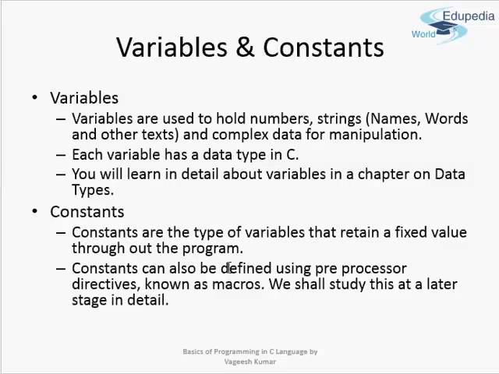Constants are those expressions which are explicitly specified in the statement. Suppose I write a is equal to 10. So 10 over there is a constant and a is a variable. Moreover, there are some other types of constants. You can also declare variables as constants, and you can also specify constants using your preprocessor directives. These are known as macros. This also we shall study later in our course.